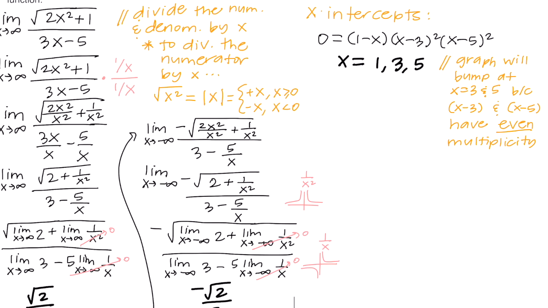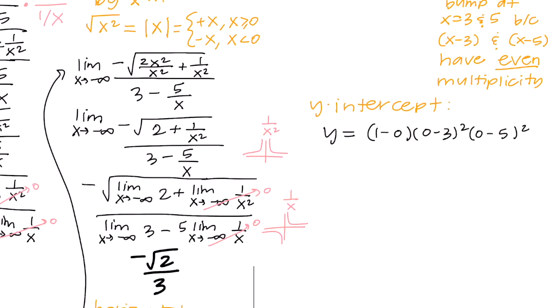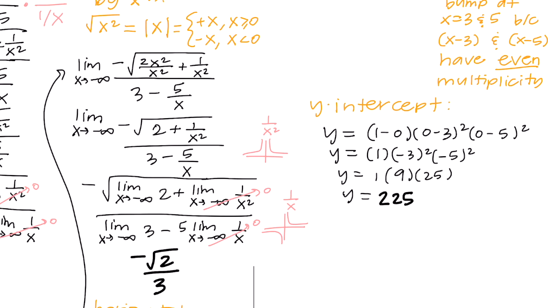So anytime you have a power that's even, 2, 4, 6, and so on, the graph will have a bump. Anytime your powers are odd, like 1, 3, 5, and so on, like this one is technically a 1, your graph will cross through at that corresponding x value. Okay, next we're going to find the y-intercept. To find the y-intercept, we're going to plug in 0 for x. Let's go ahead and simplify this. So we end up getting a y-intercept of 225.